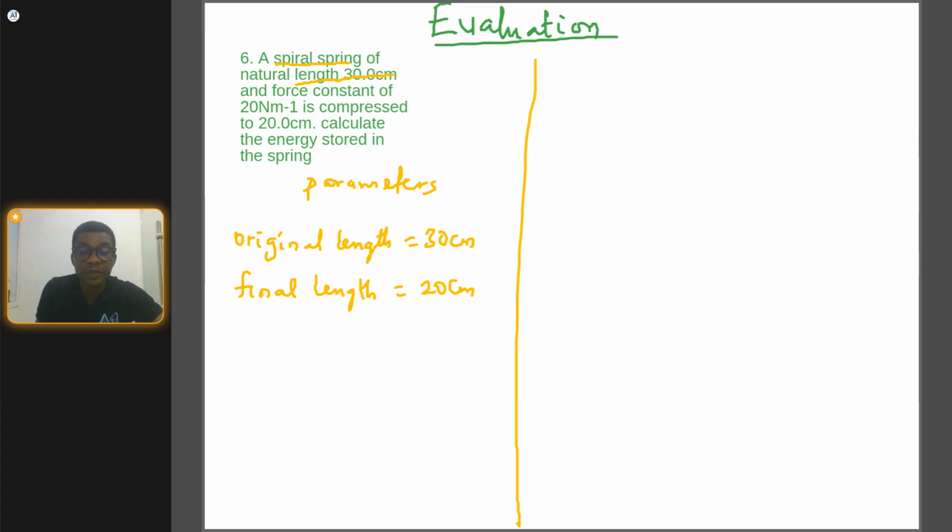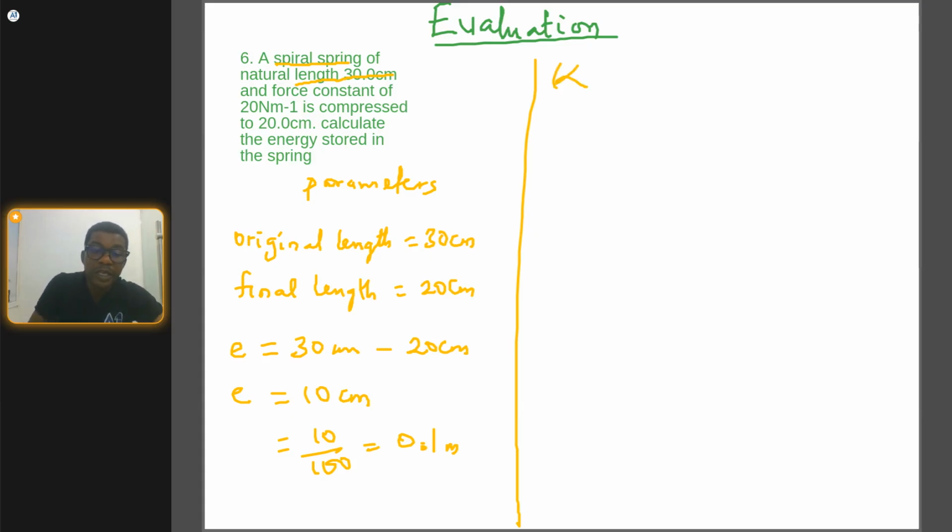So for us to get the extension, we are going to have e, which is extension, equals 30 centimeter minus 20 centimeter. Extension will be 10 centimeter, which we need to express in meter. So that will be 10 divided by 100, which is 0.1 meter. And we are given the value of k, which is the force constant, to be 20 Newton per meter.